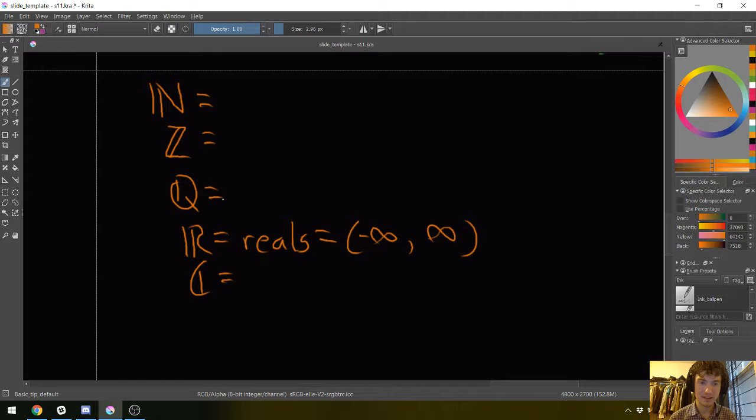Okay, yeah, quotients. A quotient is a thing divided by another thing. So this is all A over B, where A and B are integers here, and B is not 0.